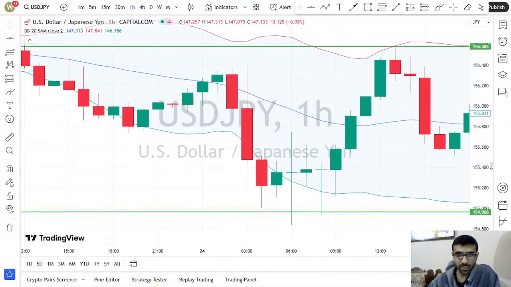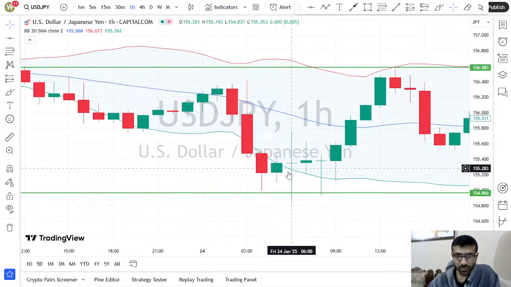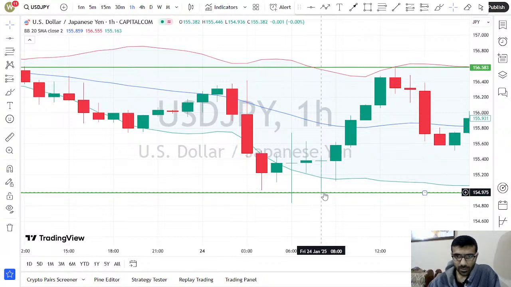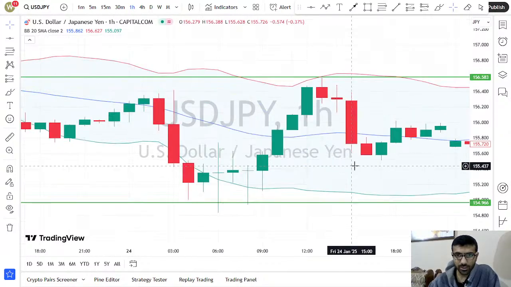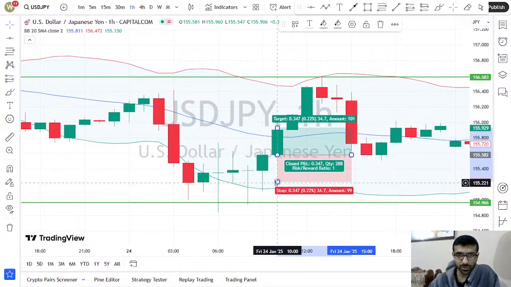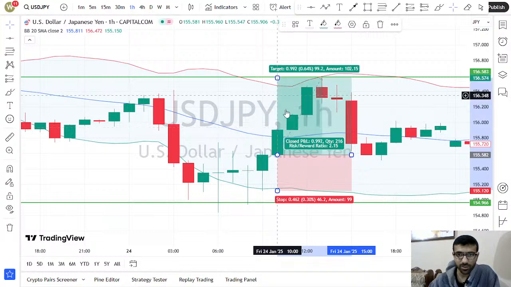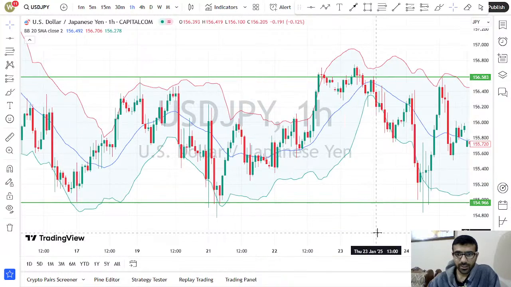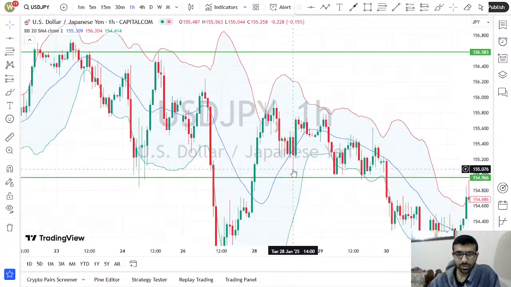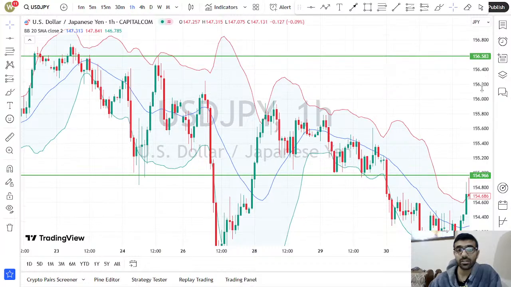Okay, so afterwards market gave us further opportunities of buying from here and from here as well. So these two opportunities would have also given us very good results. Over here our stop loss will be just below this previous candle, and our take profit will be over here, giving us a 2.1% profit. Okay, so this is how you guys trade the Bollinger Band. It is very simple and interesting at the same time.